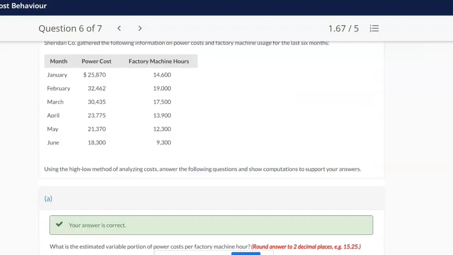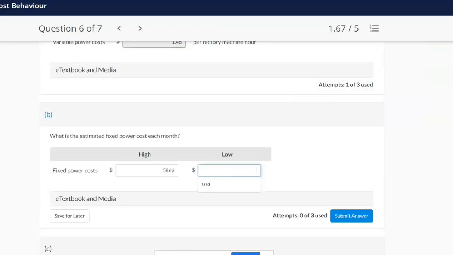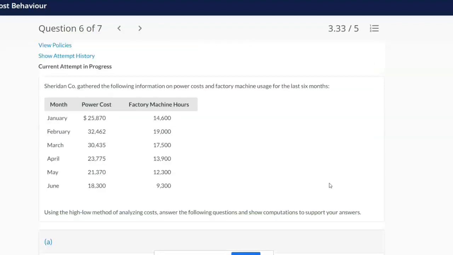We'll do it again. I'm sorry. Take 9,300, multiply by the variable portion, which is 1.46, and subtract the total cost of 18,300. 4,722. Okay, then the first one must be wrong. They have to be the same. Don't change it, let's go back to the first one.